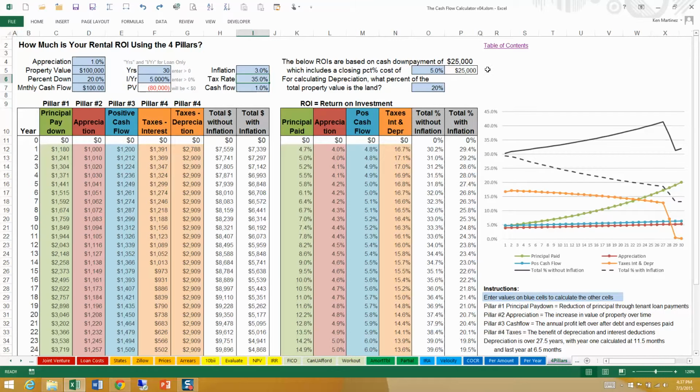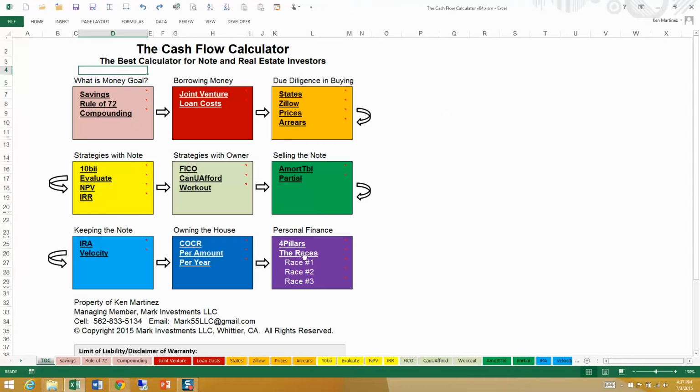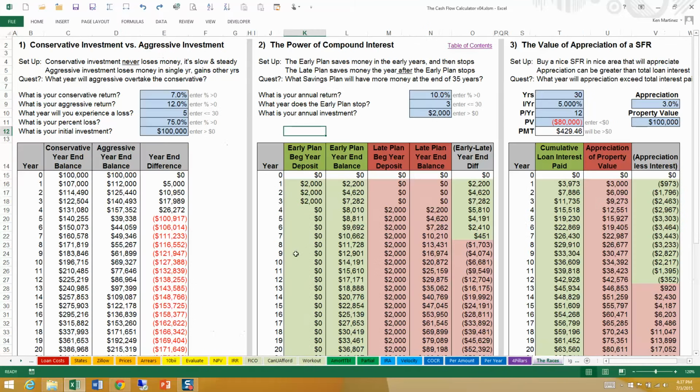So that's it for this tab. That is the 4 pillars. And if you go back to our table of contents and hit the races, I'll explain what these are. These are some fun, 3 fun scenarios I decided to put in, what I'm calling races, because it's really comparing 2 different races here.